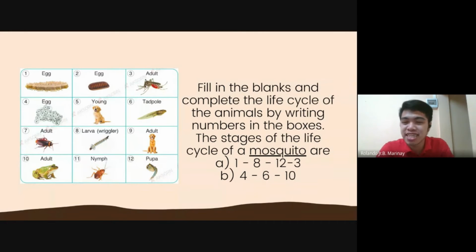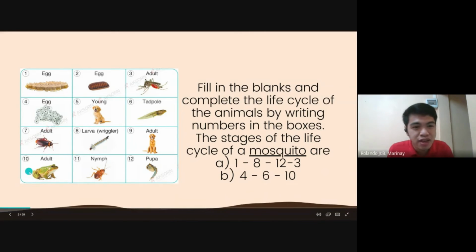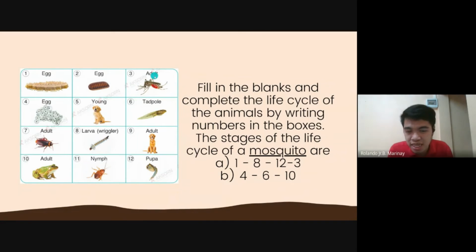Okay. The stages of the life cycle of a mosquito. Is it A? 1, 8, 12, and then 3? Or B? 4, 6, and then 10? Is it A or B? Who wants to answer?